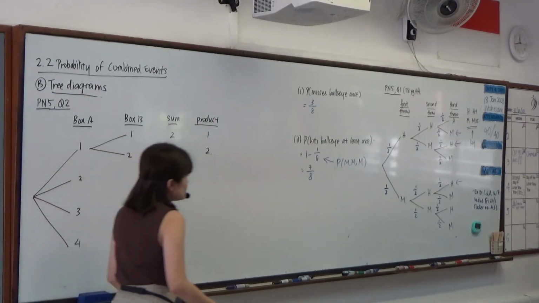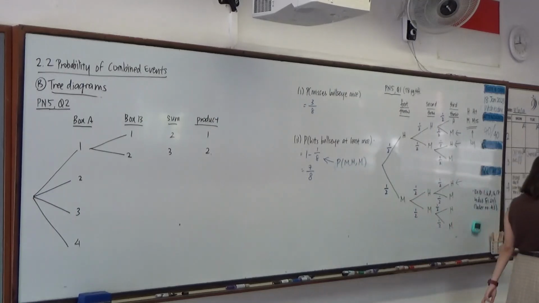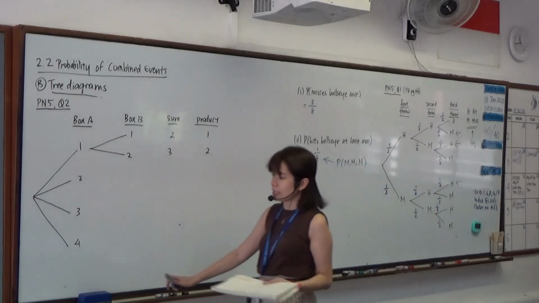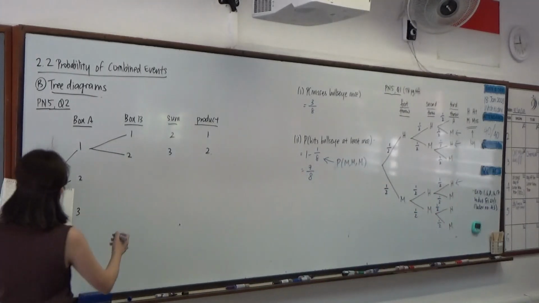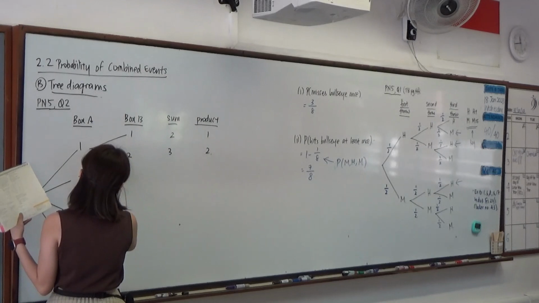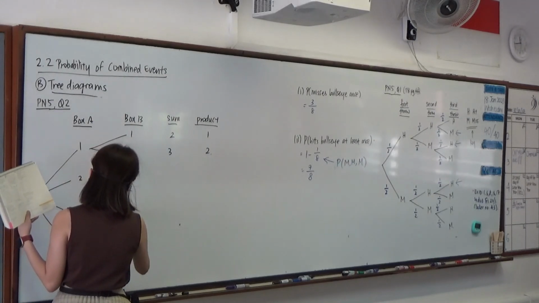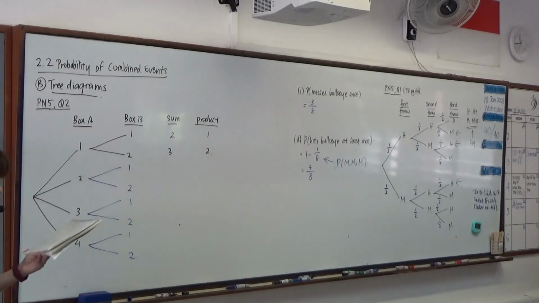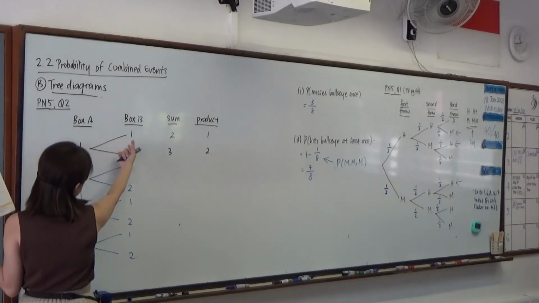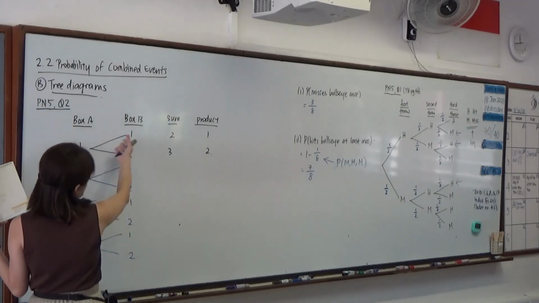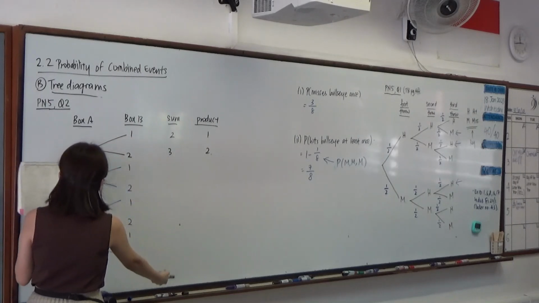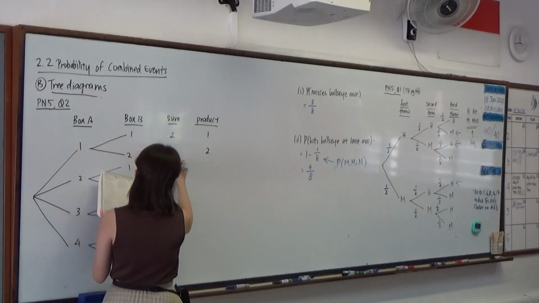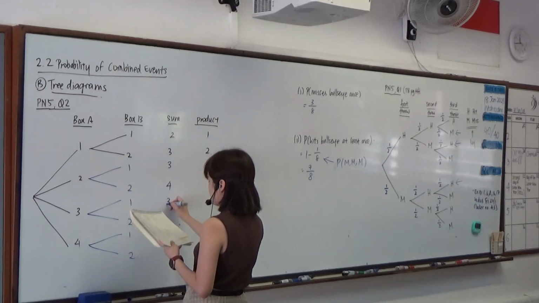So in question 2, you're told that you're drawing some numbers from different boxes. From box A will be 1, 2, 3, 4. From box B will be 1 and 2. So to continue and complete this tree diagram, it should look as such. And then you proceed with finding out the sum for each path. So in this case, it's 1 plus 1, that's 2. Product is 1 times 1, that's 1. And then you continue to do the rest, you should be able to get these values.